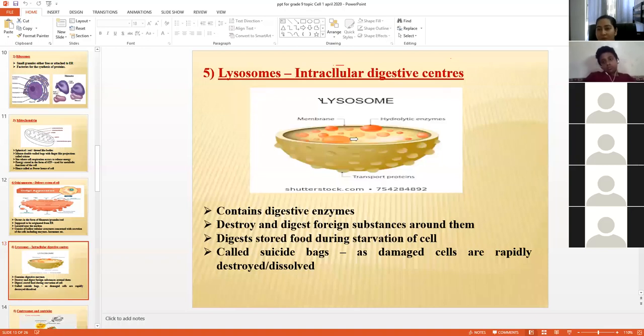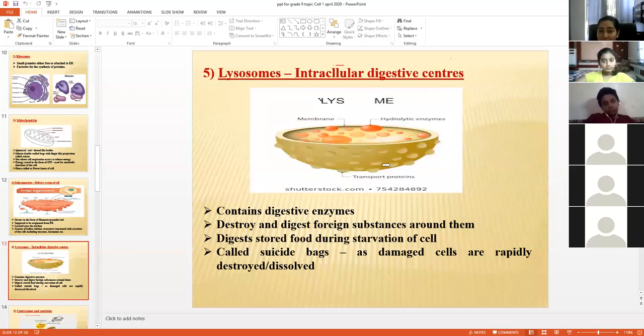Now, students, as you know, cells die, but cells are regenerated again. So what happens to the dead cells? Where do they go? The dead cells are dissolved or destroyed inside a lysosome. Who is doing this? Lysosomes contain digestive enzymes. They destroy and digest foreign substances around them, and they digest stored foods during starvation of the cells.